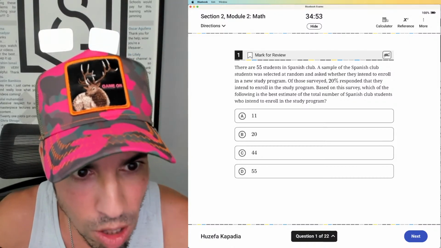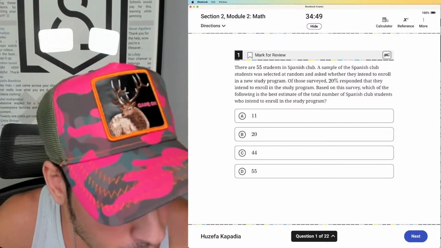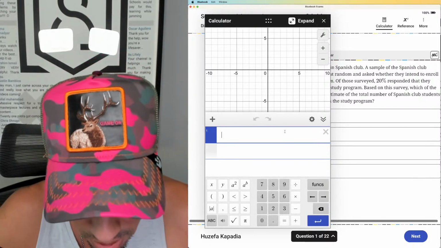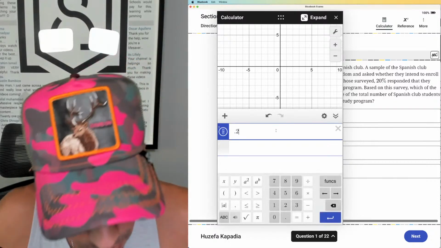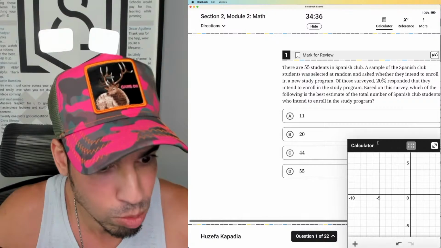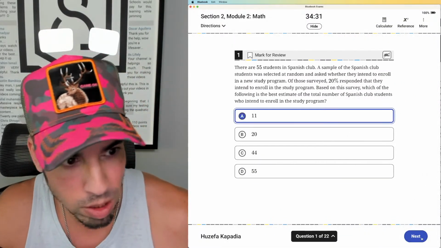Okay, we can do this in Desmos. Of those surveyed, 20% responded that they intend to enroll in the study program. So how do we take 20%? You just convert it to the decimal equivalent, 0.2 times 55. And I guess you do need to know that you have to convert it to that decimal equivalent. But it wouldn't make sense to be 1100 if you multiplied it by 20. So we'll count that.